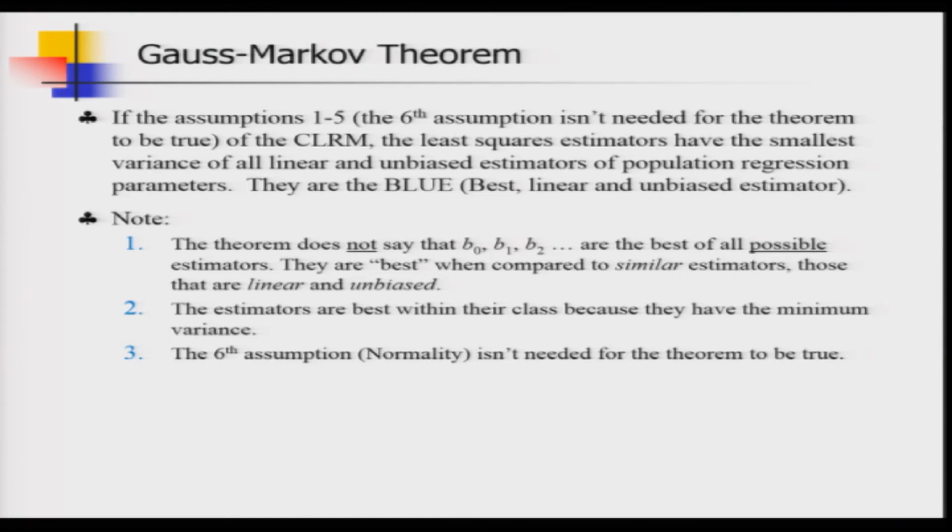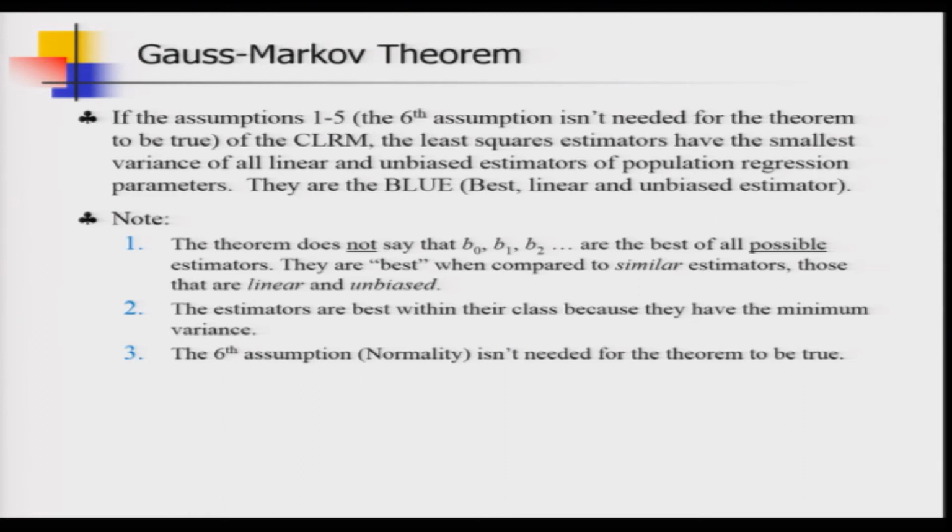Here we say that if the first 5 assumptions of the classical linear regression model are holding, then the OLS estimators have the smallest variance of all linear and unbiased estimators of population regression parameters. And if this Gauss-Markov theorem holds, then we say that the OLS estimators are BLUE, and by BLUE I mean best linear unbiased estimator. Now, I will have 3 notes related to this Gauss-Markov theorem.